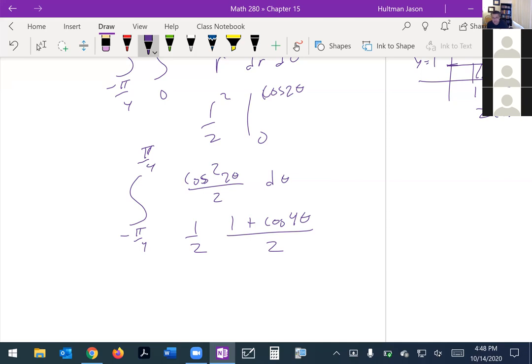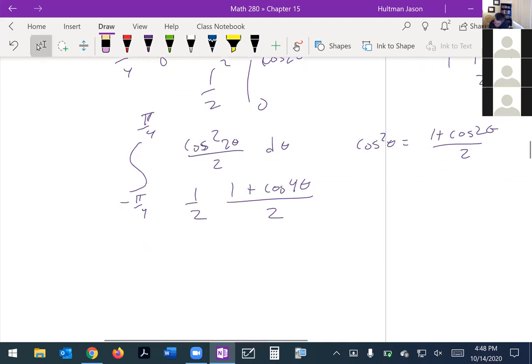Okay, because cosine squared theta is equal to 1 plus cosine 2 theta over 2. But in this case, we have 2 theta. So I had to replace theta here with 2 theta, which makes it 4 theta.